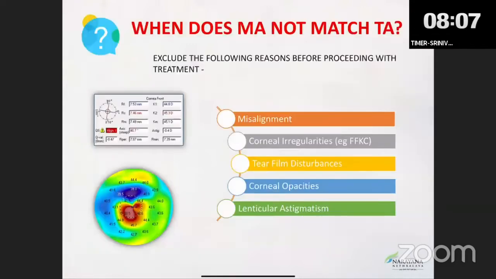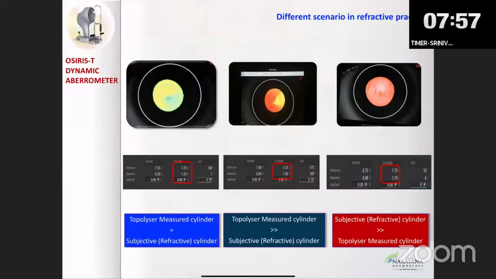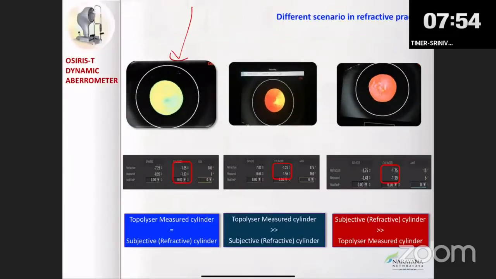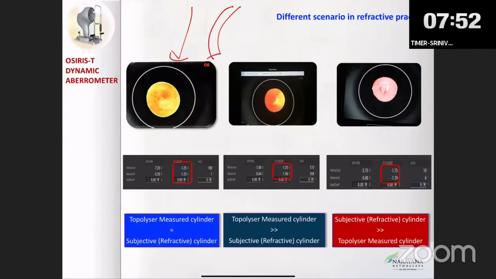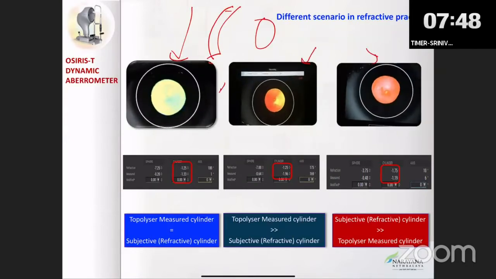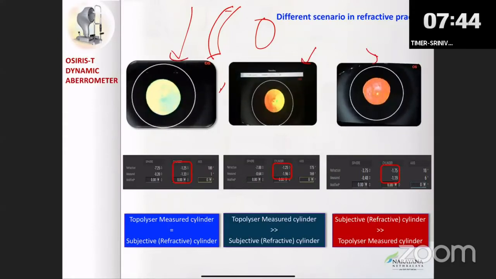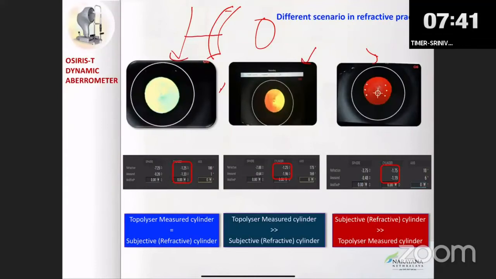How do you go about with this? This could be misalignment. It could be irregular cornea, tear film, opacities, or lenticular. For example, when the topolyzer measurement is equal, that means your cornea and your lens, what I'm measuring here is the accommodation. This is very important because to understand the cylinder, you have to measure the accommodation properly. So if your cornea and lens are all very synchronous, then you get this kind of a picture.